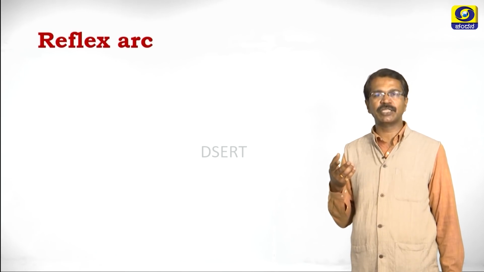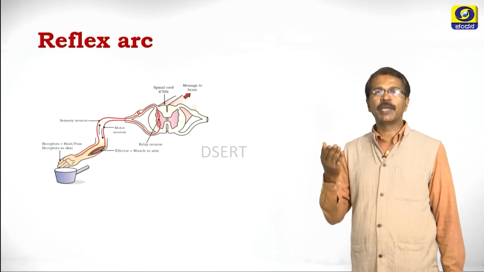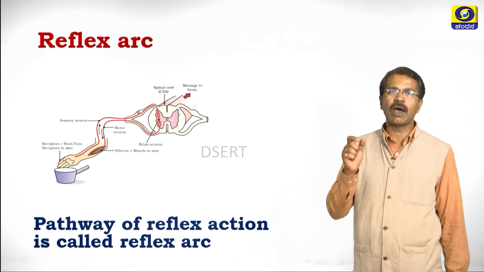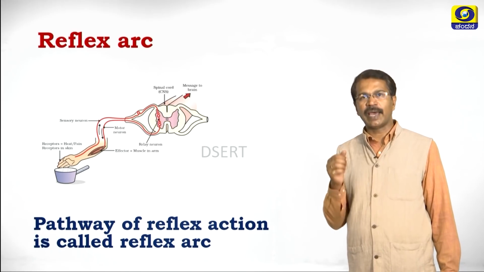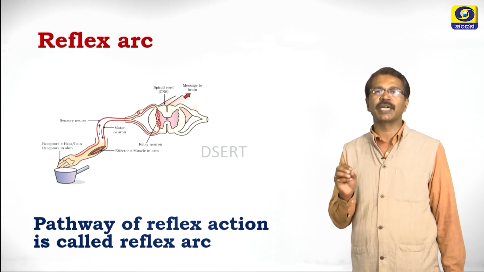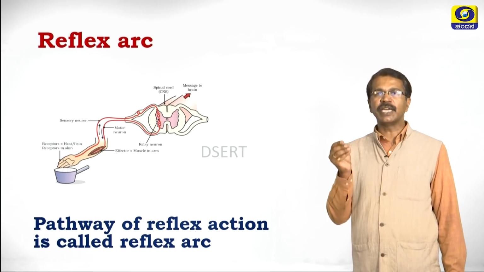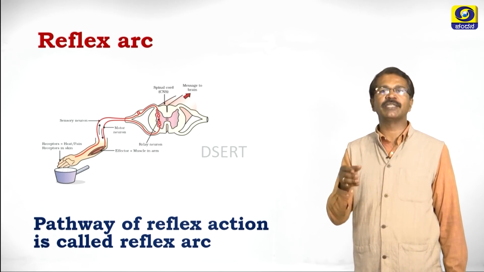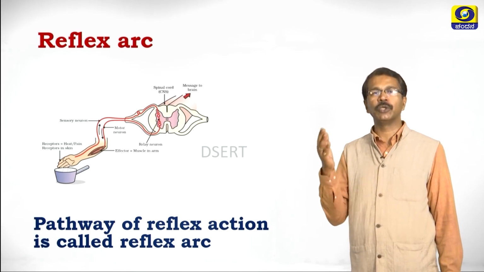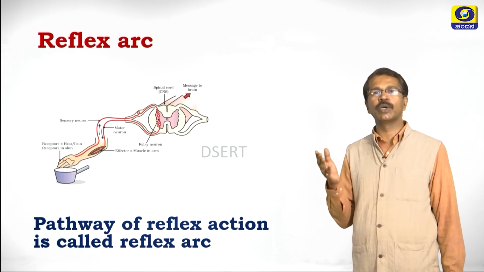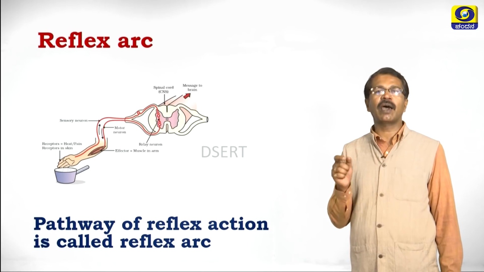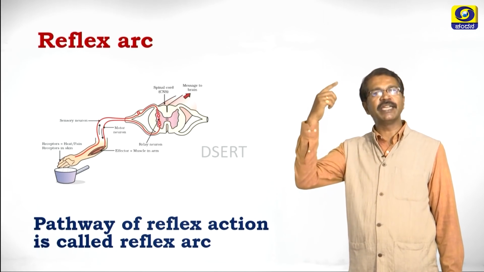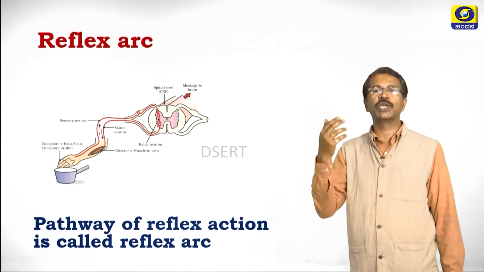The pathway of reflex action is called the reflex arc. Look at the depiction of the reflex action in this diagram. See here in this given diagram, a person is touching a hot object. When he touches the hot object, the sensory cells present in the skin which sense the hotness, those receptor cells, transfer the message to the sensory neuron. From the sensory neuron, it is transferred to the spinal cord. From the spinal cord, it should actually reach the brain, where the processing occurs, and it sends a message further to take action or to give a response.